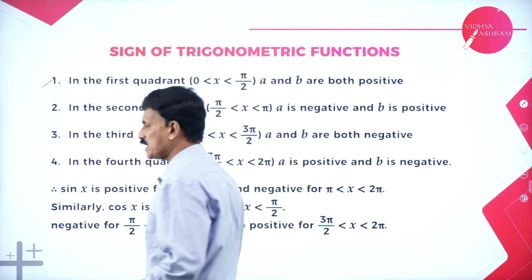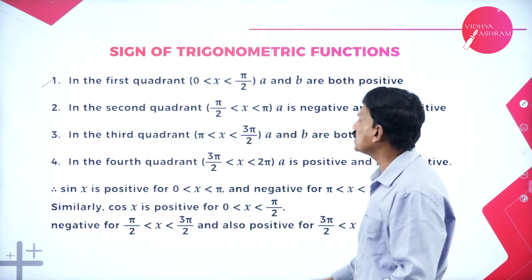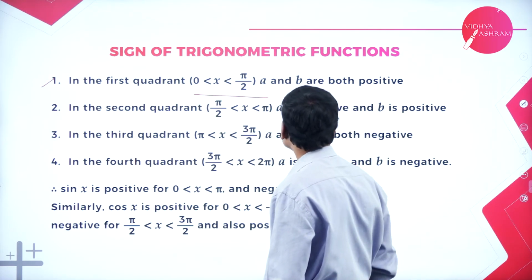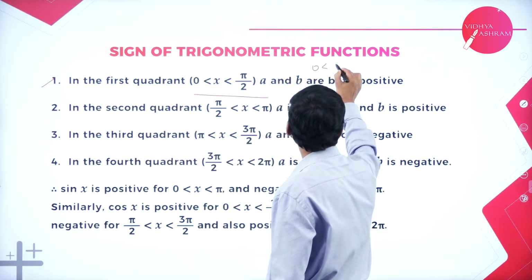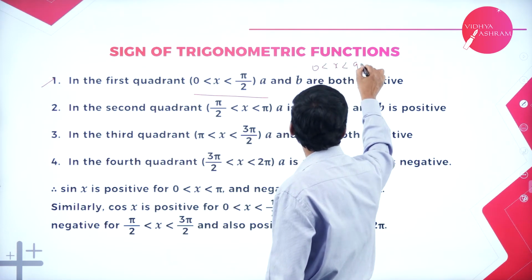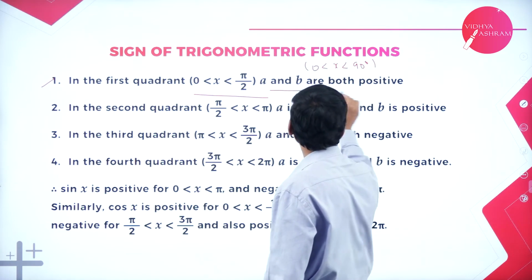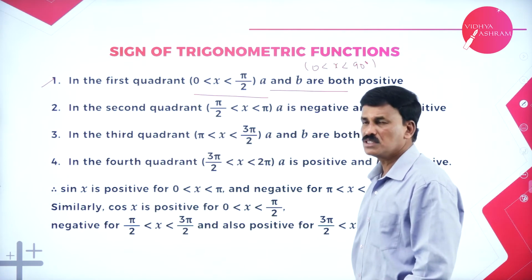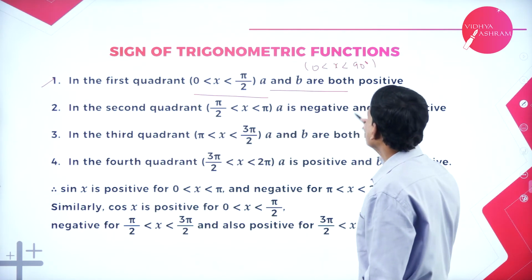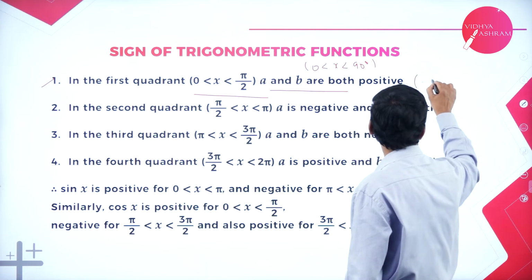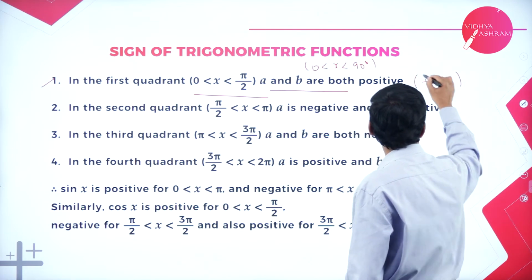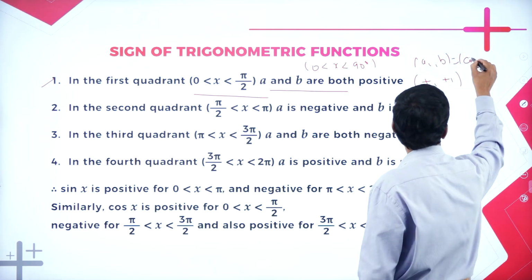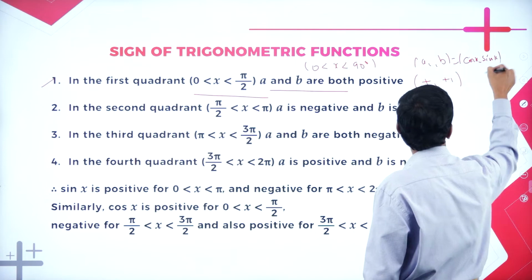Now in first quadrant, that is from 0 to 90 degrees, 0 to pi by 2, 0 less than x less than 90 degrees, then a and b are both positive. So in first quadrant, sin x is positive, cos x is also positive. a and b positive; what is a? a is cos x and b is sin x.